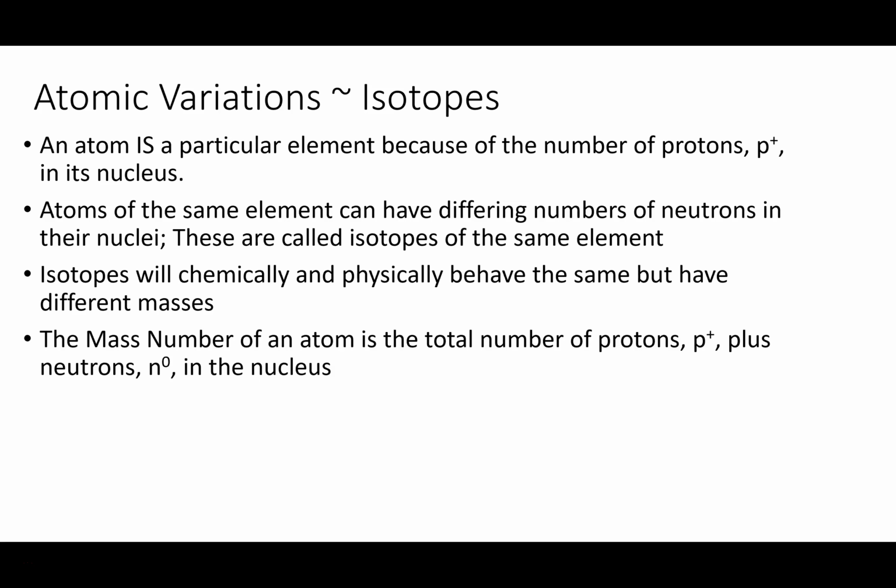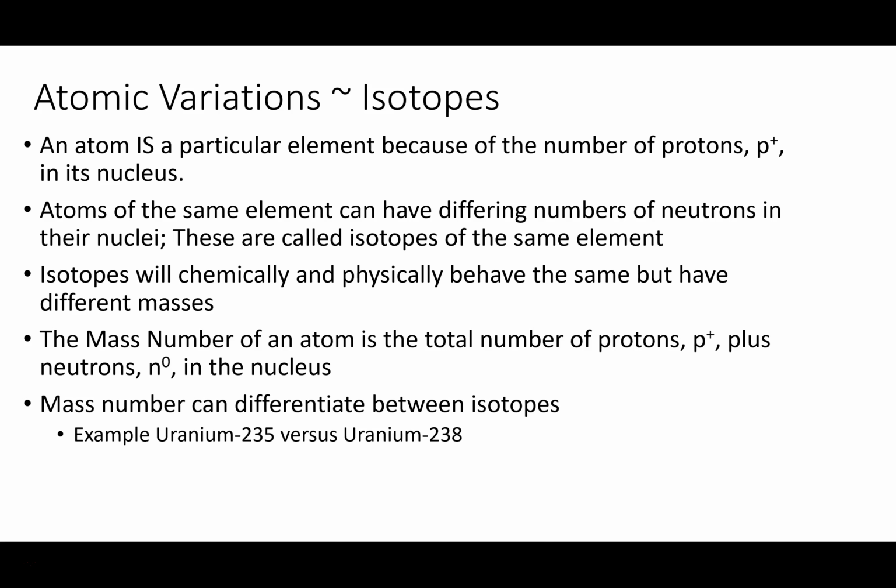So mass number. I kind of got ahead of myself. The mass number always has to be an integer because you're counting particles. You're counting protons and neutrons. So it's the number of protons plus the number of neutrons in the nucleus.